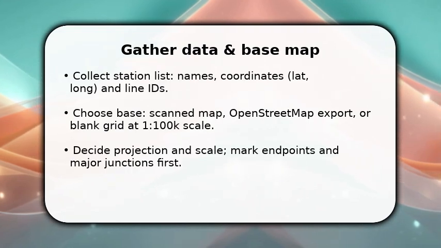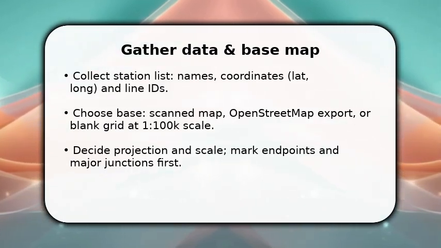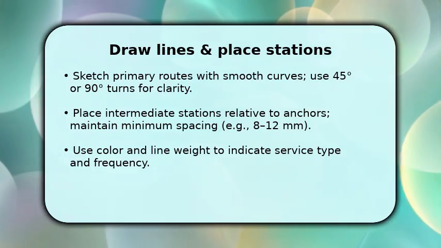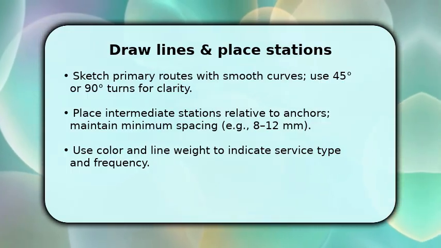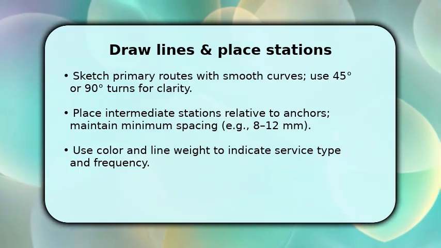Now you draw the routes and add stations. Start with primary routes using smooth curves and consistent angle conventions. 45 degrees or 90 degrees bends keep the map legible. Once the backbone is set, place intermediate stations proportionally between anchors, keeping minimum spacing to avoid overlap.